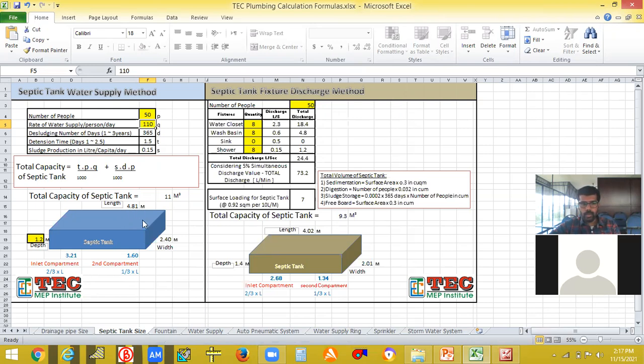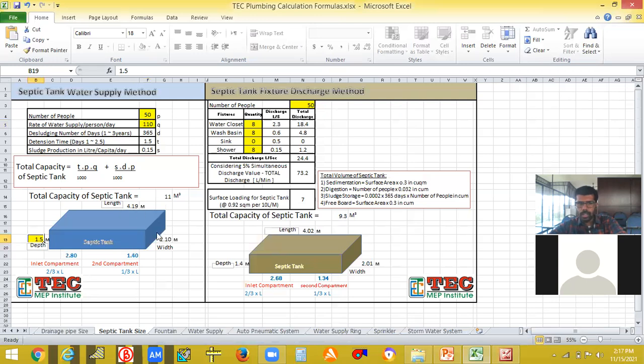Length is 4.81 and width is 2.4. You can see the length is double the width. And you can see depth here. So you can change the maximum depth. It is 2 meter, right? If you want to give 1.5 meter, also no problem. If you are giving 1.5 meter here, according to that, this also will change.